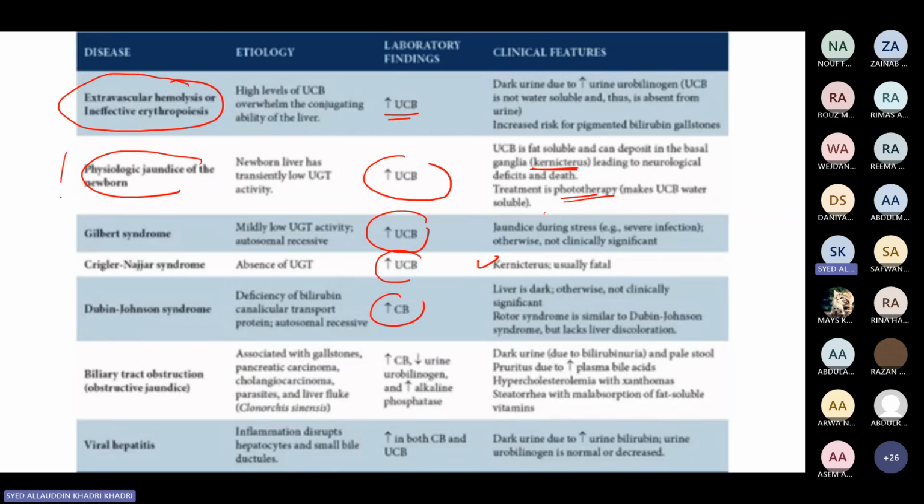Now, remember these 4 points, they come so much in the SMLE. Remember, okay? These 4 words: physiological jaundice of the newborn, Gilbert syndrome, Crigler-Najjar, Dubin-Johnson. You can just see the etiology and the clinical features.